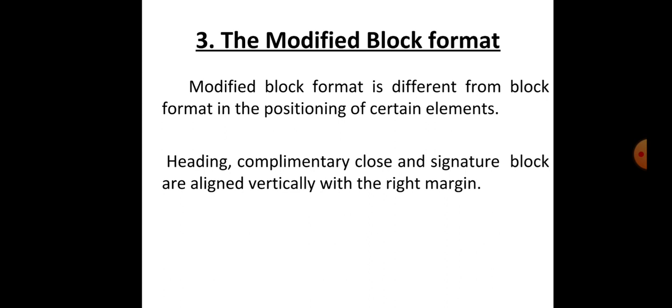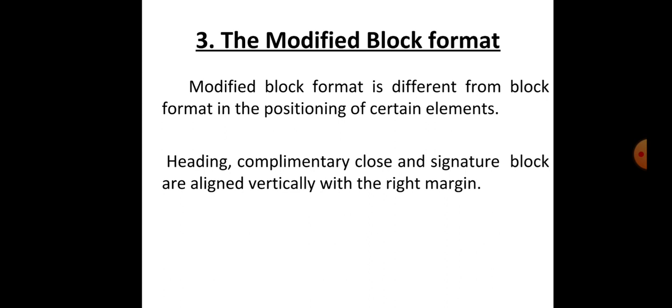So this format is modified from whatever formats we have seen so far, and those two formats are block and simplified. These two formats are modified according to the requirement, and after modification, whatever format is there becomes a modified block format. So in this modified block format, what is there that I am going to tell you. Modified block format is different from block format in the positioning of certain elements. Heading, complementary clause, and signature block are aligned vertically with the right margin.